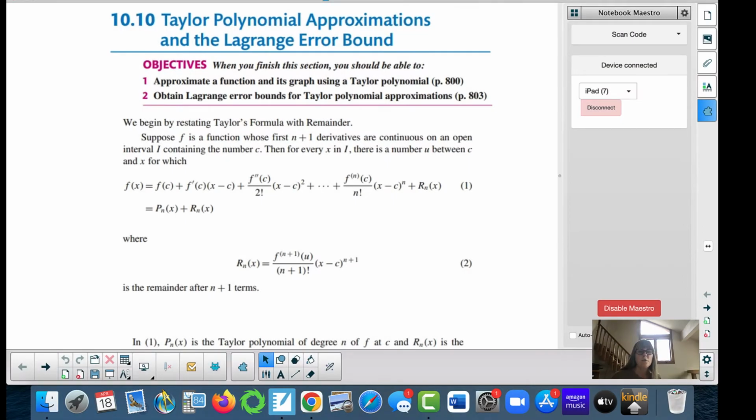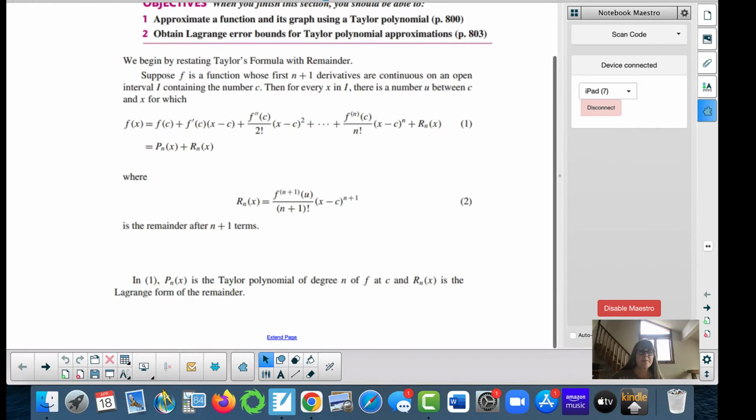In this section, we'll be looking at using Taylor polynomial approximations in order to estimate certain functions at different x values, and then the error bound for what that value is to what the actual value is. That's called the Lagrange error bound.